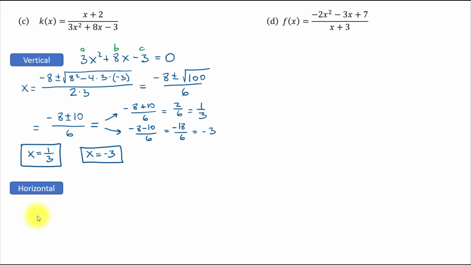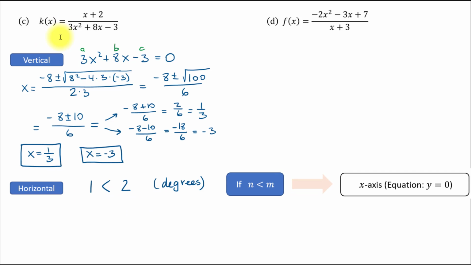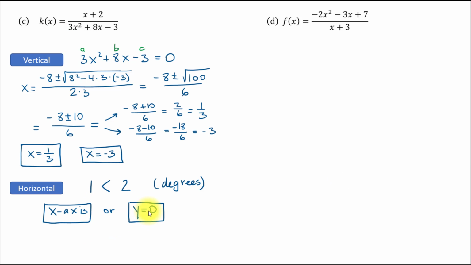To identify a horizontal asymptote, we need to compare degrees of the polynomials. The degree of the numerator is 1, and the degree of the denominator is 2. And since 1 is less than 2, or the degree of the numerator is less than the degree of the denominator, the graph of the given rational function will have a horizontal asymptote, and it's going to be the x-axis, which is the same as the line that has equation y equals 0.